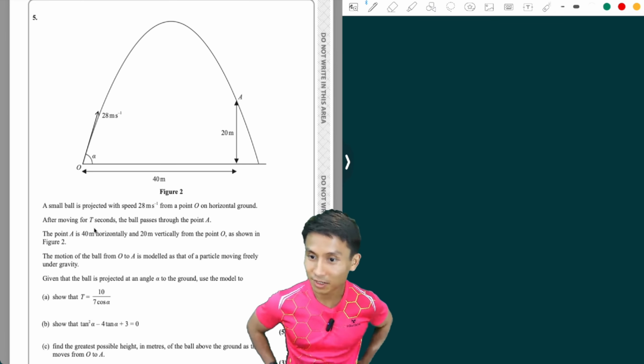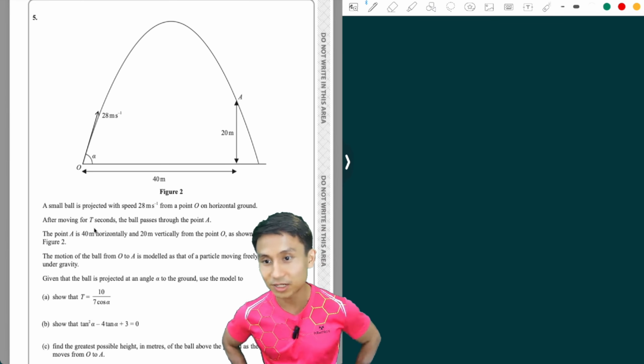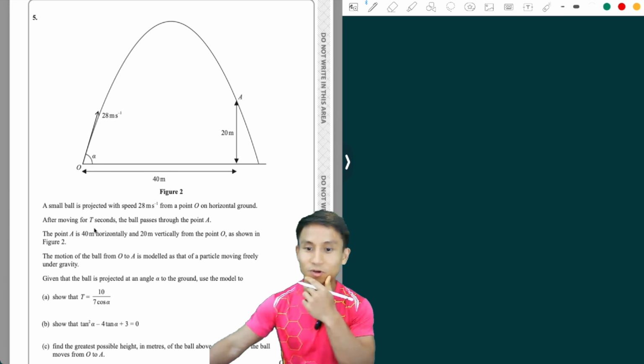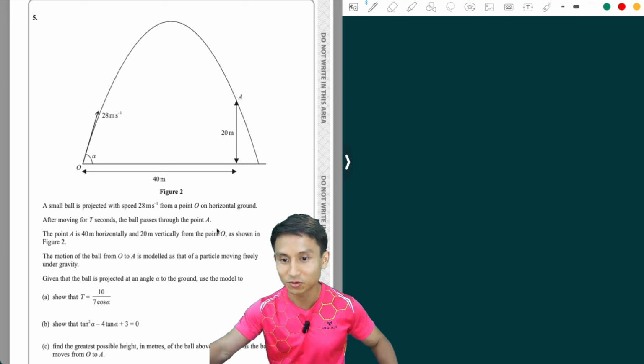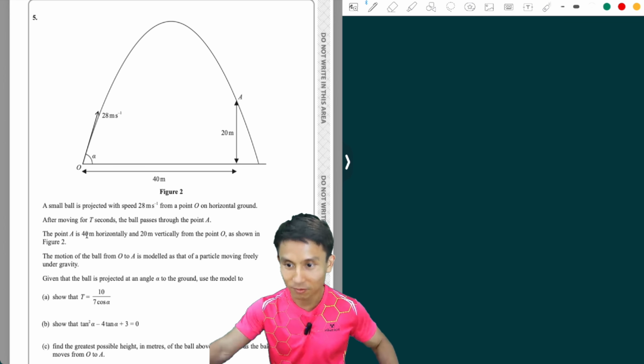Question 5. A small ball is projected with speed 28 from the point O on the horizontal ground. After moving for t seconds, the ball passes through point A. The point A is 40 meters horizontally and 20 meters vertically from point O. Right, we can see from the diagram here.